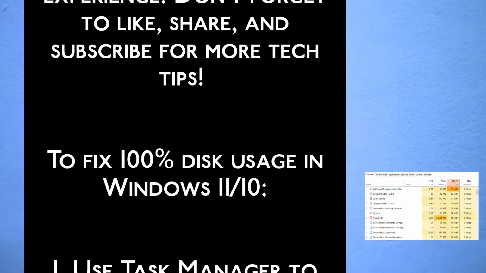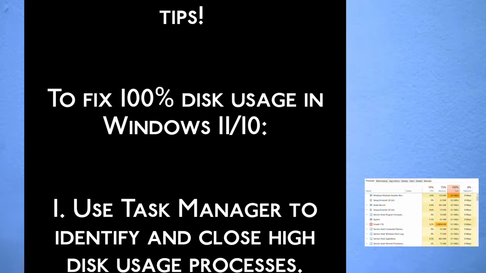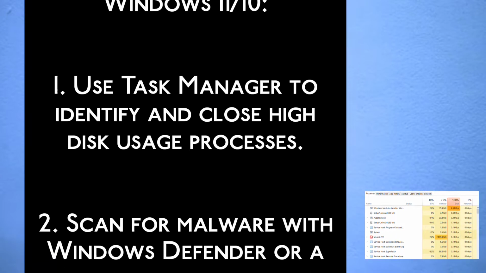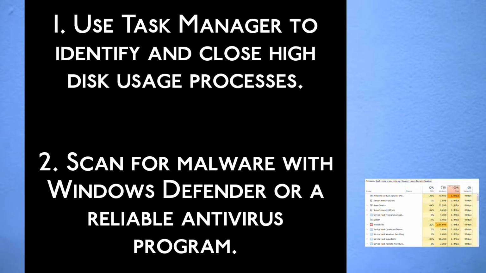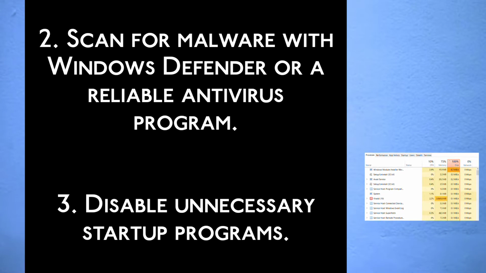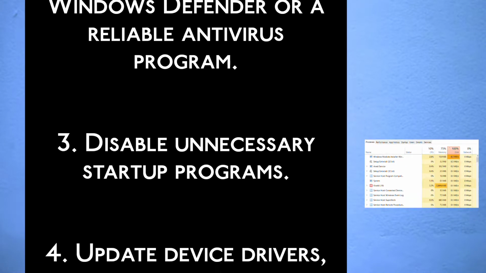To fix 100% disk usage in Windows 11 or 10, Step 1. Use Task Manager to identify and close high disk usage processes. Step 2. Scan for malware with Windows Defender or a reliable antivirus program. Step 3. Disable unnecessary startup programs.